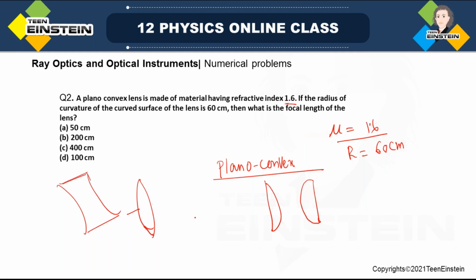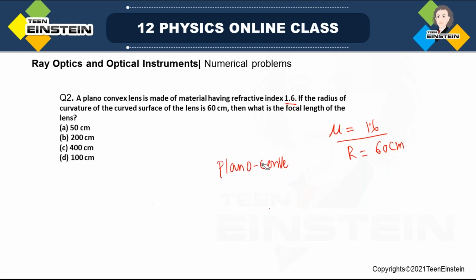But when we talk about plano-concave, then it will be like this, or like this. Plano-concave means one surface will be plane and the other surface will be concave. Here the question is related to plano-convex. I have a figure for you. Look, the question is: a plano-convex lens, made of a material having refractive index 1.6. The radius of curvature of the curved surface is given.